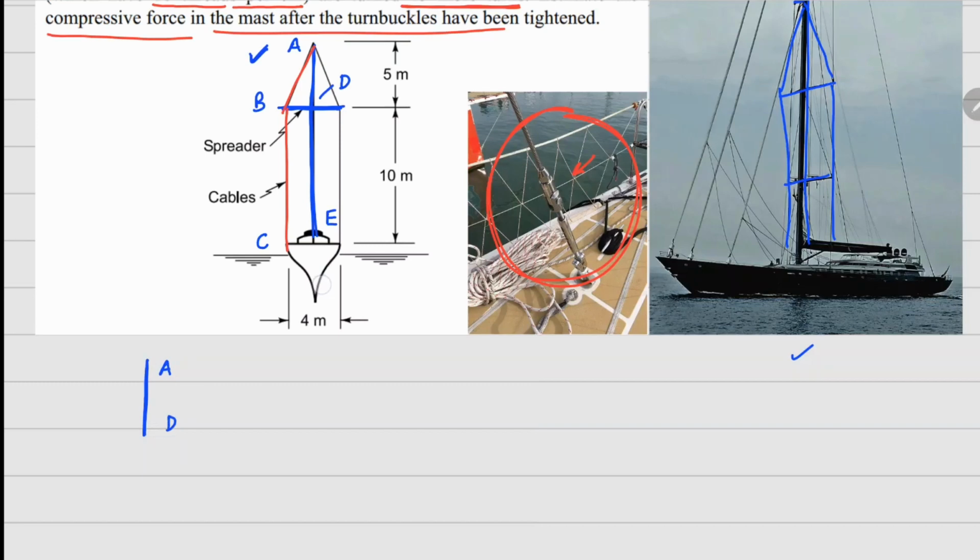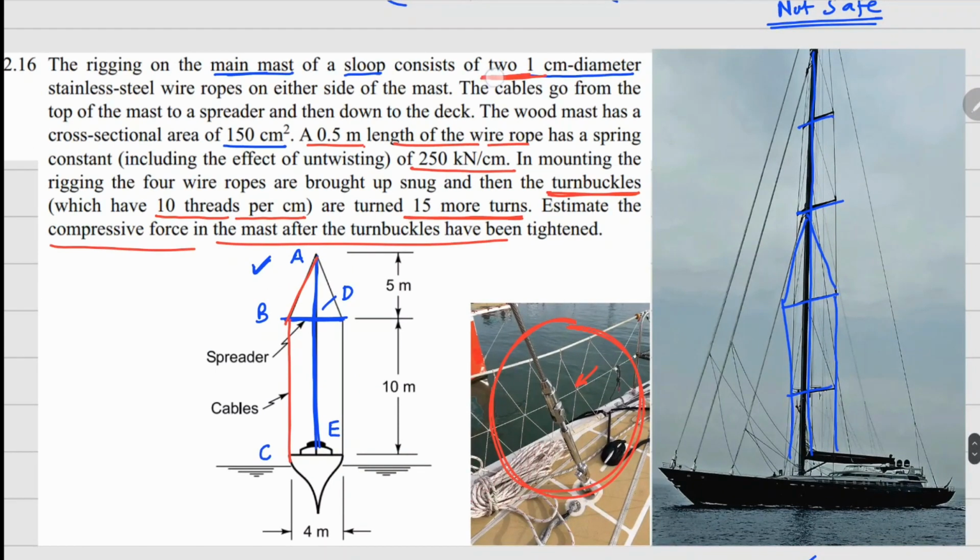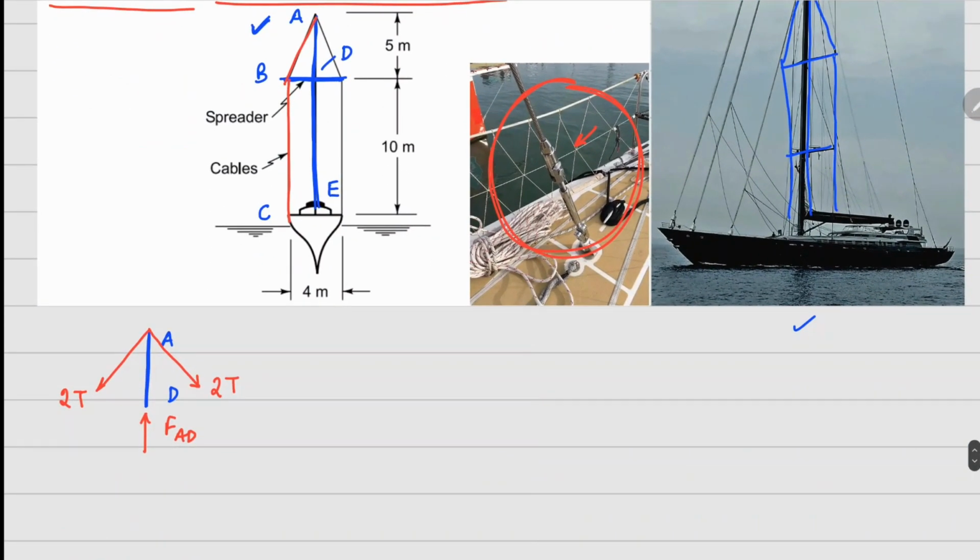AD here, on this AD there will be these tensions coming from the cable in this manner, and there will be this compressive force. So let's call this FAD. Now for the tension here, we will put 2T, because there are 2 cables on both sides of this member AD. Now this angle right here, let's take this as theta from this figure. So you can write an equation for Y force balance here, which is your FAD force needs to be 4T cos theta, and from the x direction the 2T x components will cancel out.